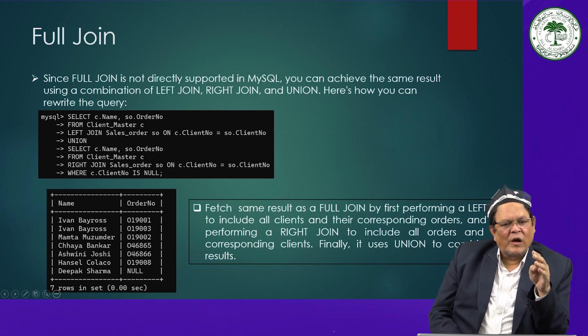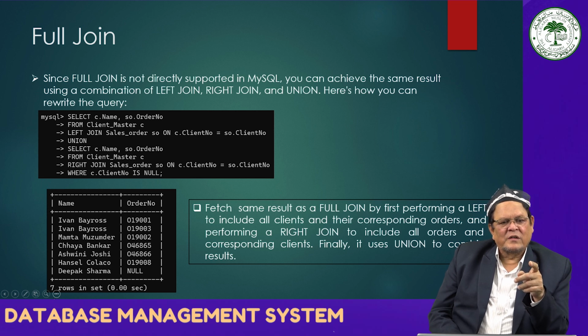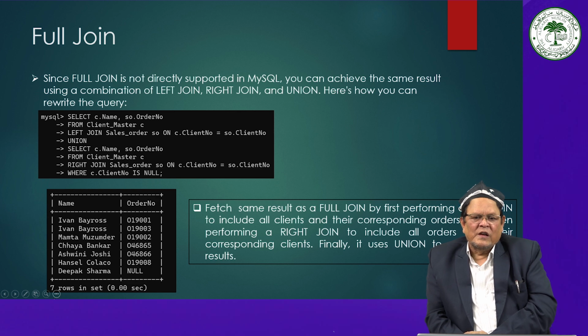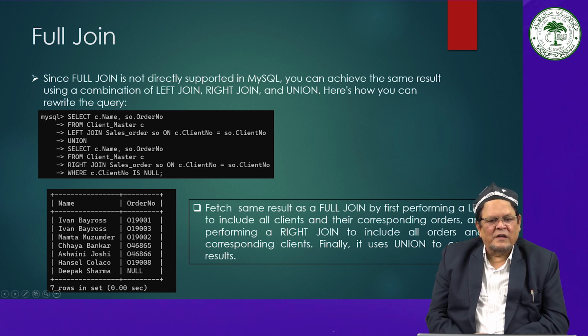Then you have to write a union. Then you have to also write the same command: select C.name, SO.order number from client master C, write join sales order SO on which you have to join C.client number is equal to SO.client number, from both tables. Then it will join, where the condition is C.client number is null.